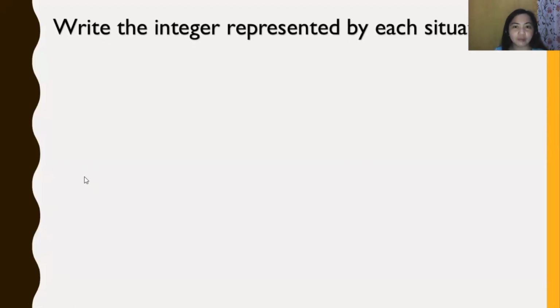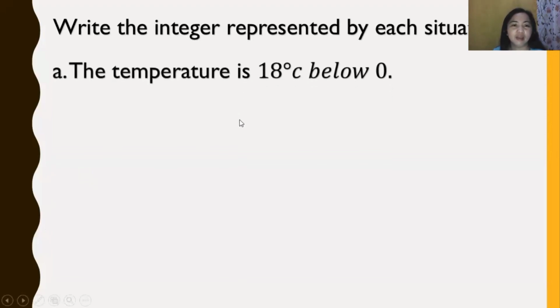Write the integer represented by each situation. Tingnan natin kung kaya natin sagutan. So we have a temperature is 18 degrees Celsius below 0. So that means below 0, mas mababa pa sa 0. So this can be represented by negative 18. So the temperature is negative 18 degrees Celsius.